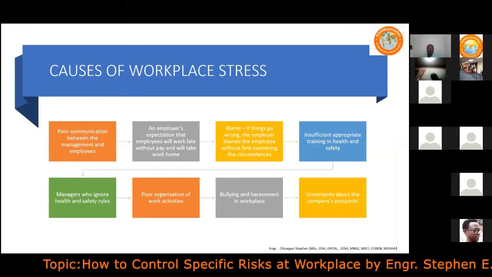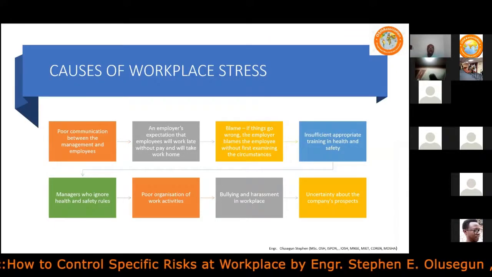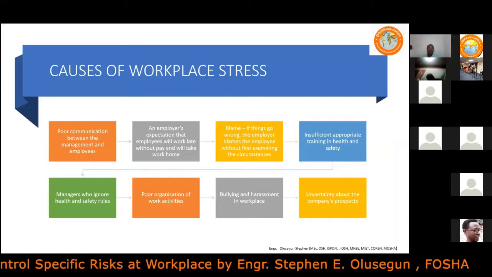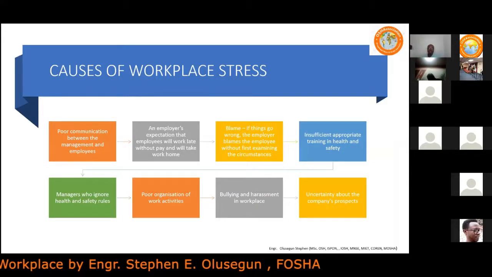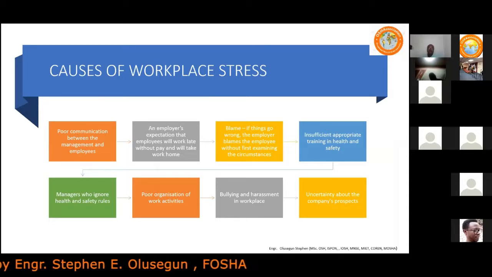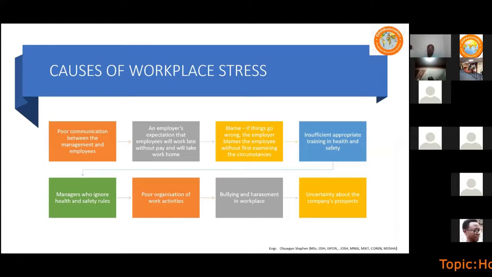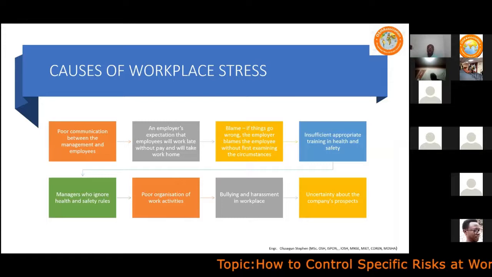How to recognize stress. Causes of workplace stress: poor communication, employers' expectation that employees will work late without being paid, and we take work home. When you get home, you are still working. That can cause stress. Blame game: if things go wrong, the employer blames the employee without first examining the circumstances.